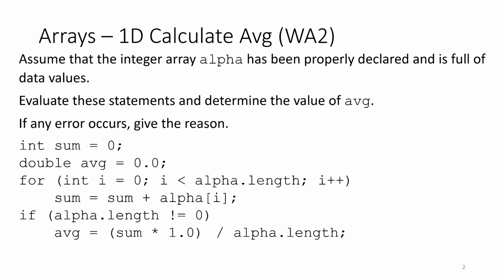Here's the problem that we want to solve. Assume that the integer array alpha has been properly declared and is full of data values. Evaluate these statements and then determine the value of the variable avg. If any error occurs, give the reason. This is followed then by the code that is given.